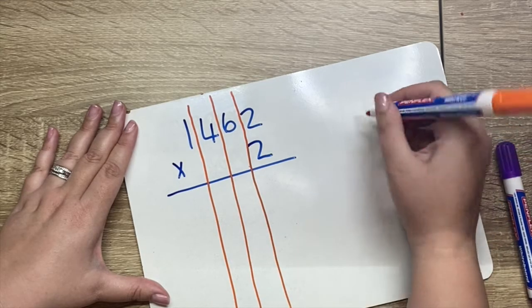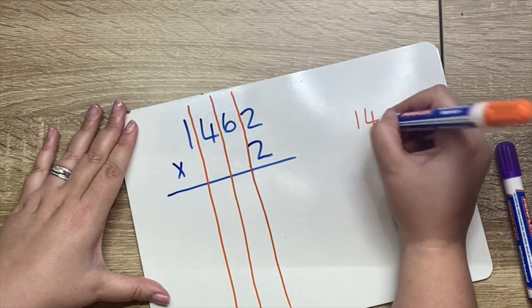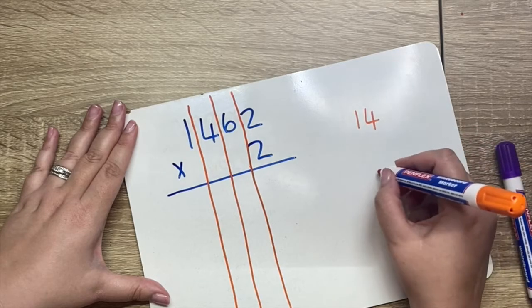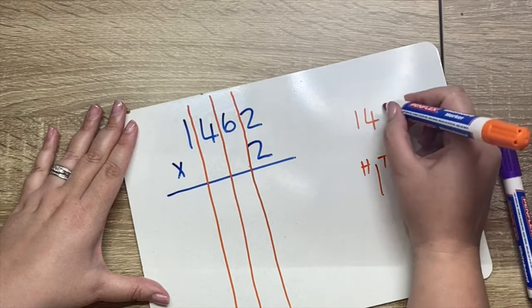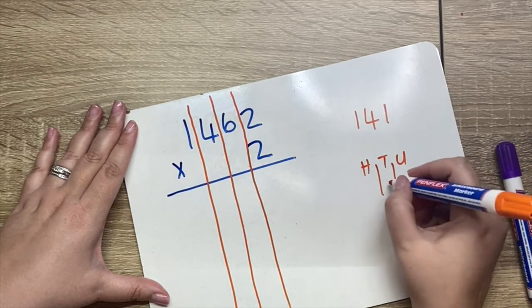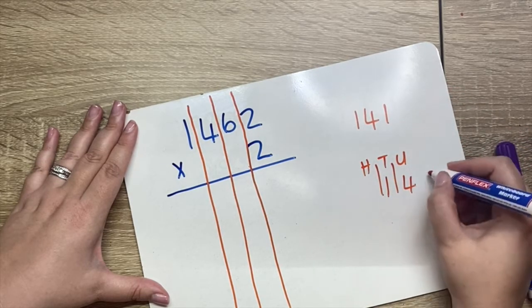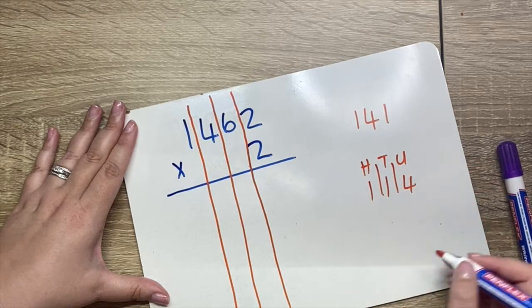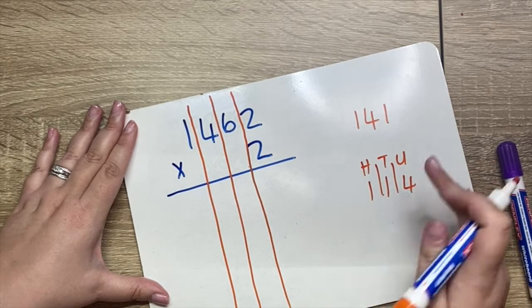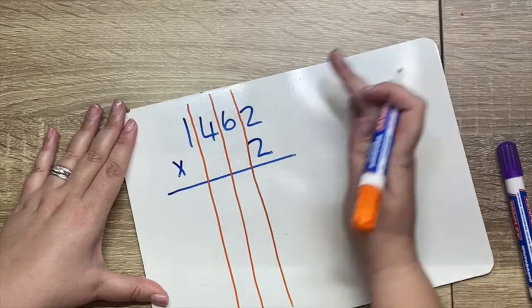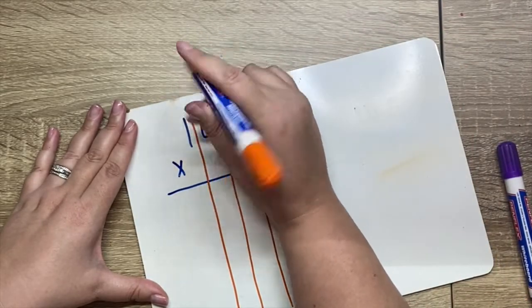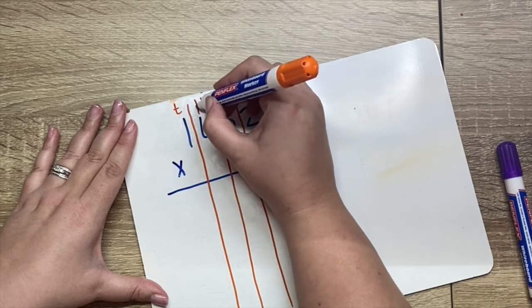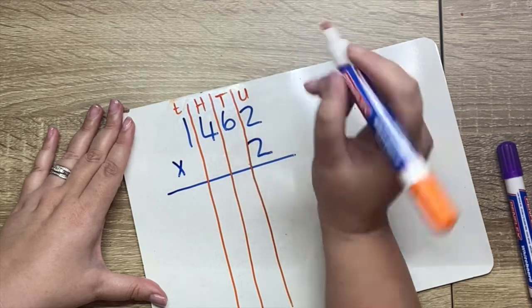If you write 14, and let's say we have hundreds, tens, and units, and we have 141, and you write the 1 under 10 and the 4 under units and the 1 under 100, it changes the value of your number. So it's very important that you remember that you have to write the numbers under the correct heading. Oops, that's 1,000, that's 100, that's a 10, and that's a unit.